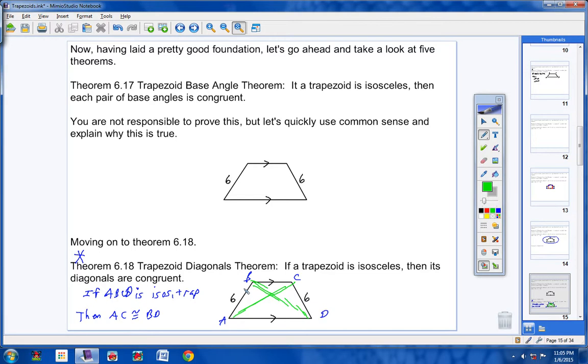Let's look at it again. Please take really good notes on this. If a trapezoid is isosceles, then its diagonals are congruent. You need to know this theorem, understand it, and copy this down, okay? I'll give you a couple more seconds to get caught up, then we're going to move on.